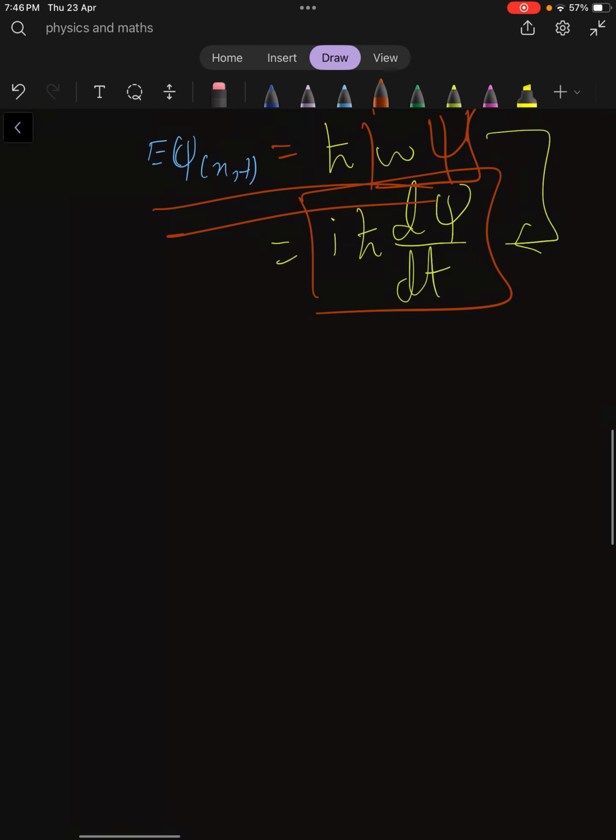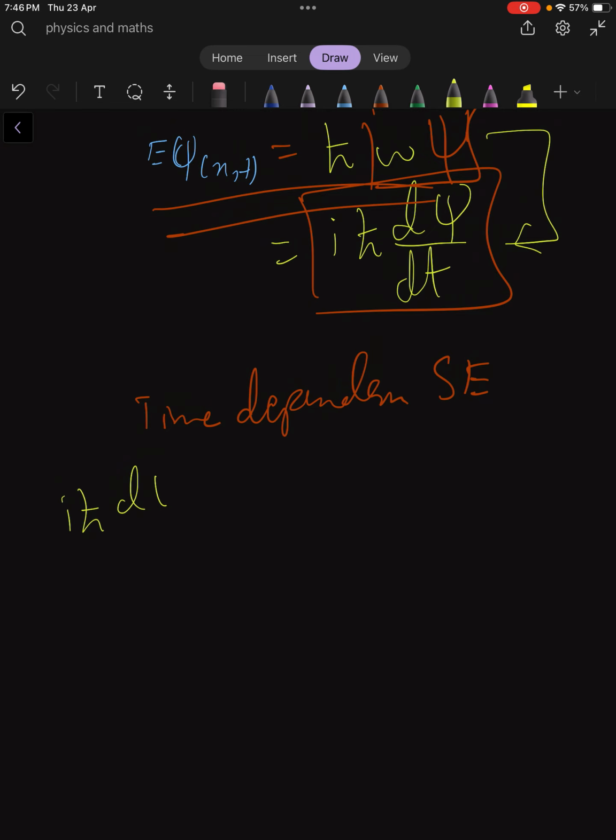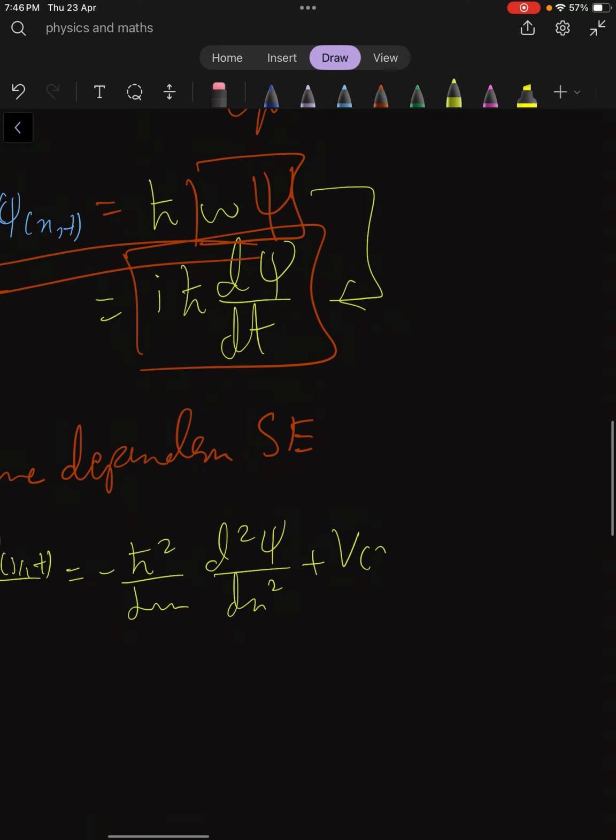So finally we have the time dependent Schrödinger equation, known as i h bar d psi by dt equals negative h bar squared over 2m d squared psi over dx squared plus V of x, and then psi of x and t.